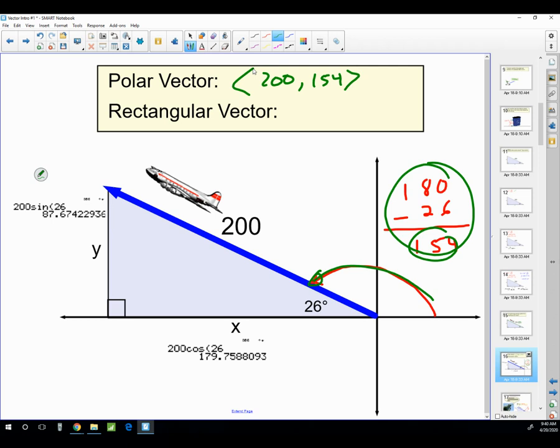All right, that rectangular form or components are 179.76 right here and 87.67 there. Now, you are going to have to recognize that this thing is going left and up, and we know that left is negative. All right, I like that. We just wrote a vector in polar and rectangular forms.